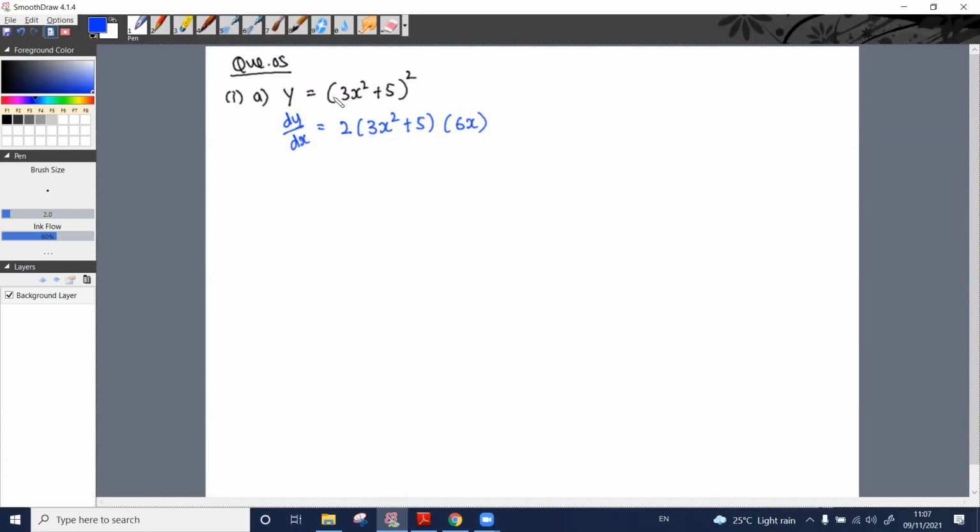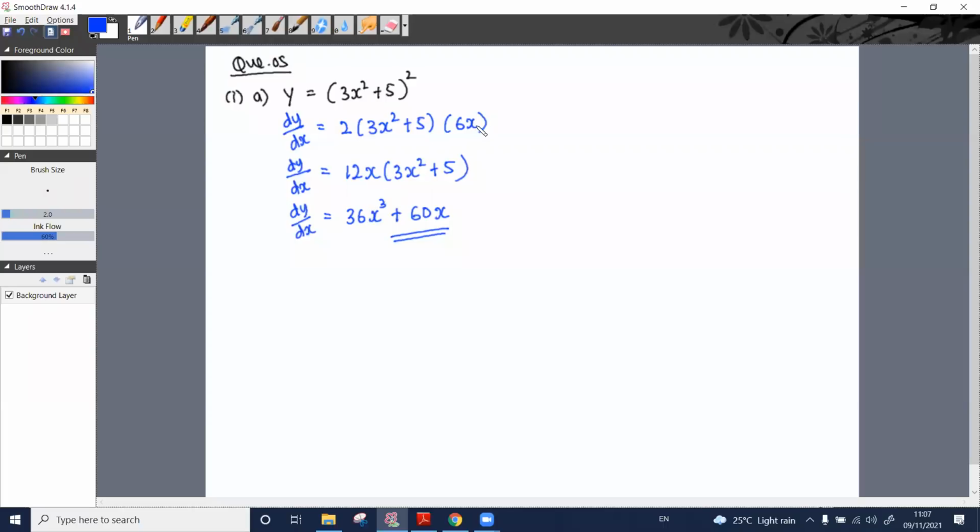Further we can simplify. 6x into 2, that means 12x. 12x into 3x squared plus 5. Right. Or else you can further simplify it as how? 12x into 3x, that is 36x to the power 3, plus 60x.